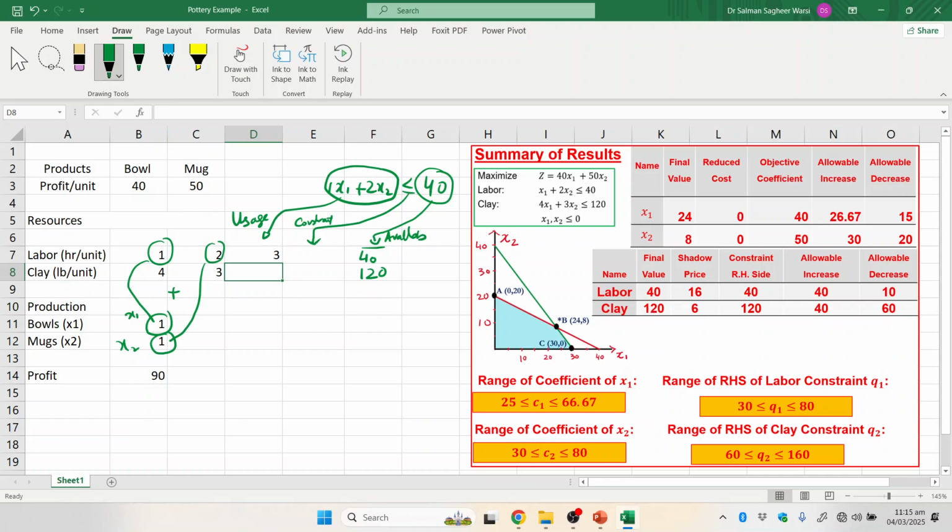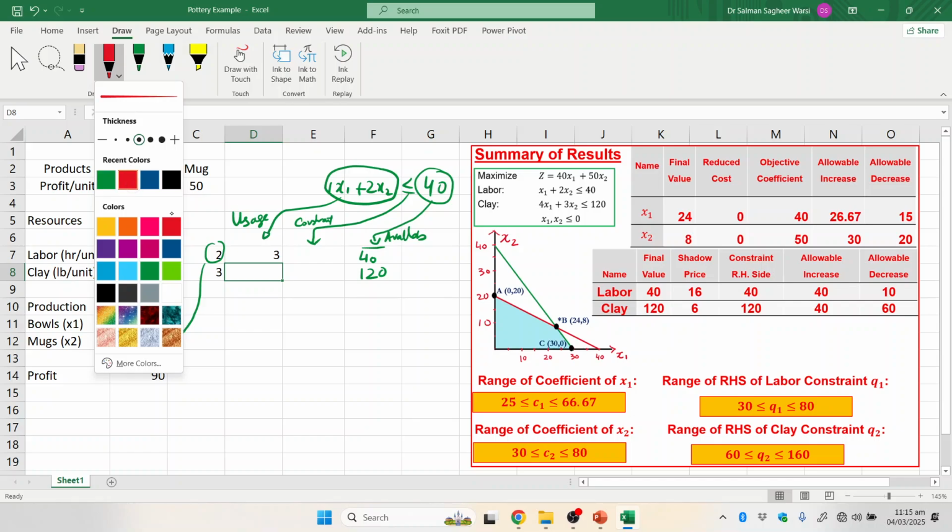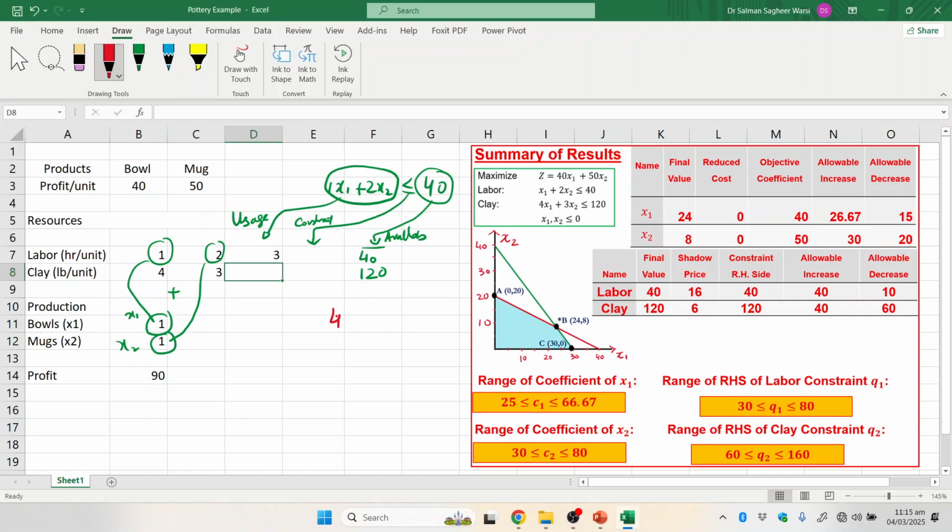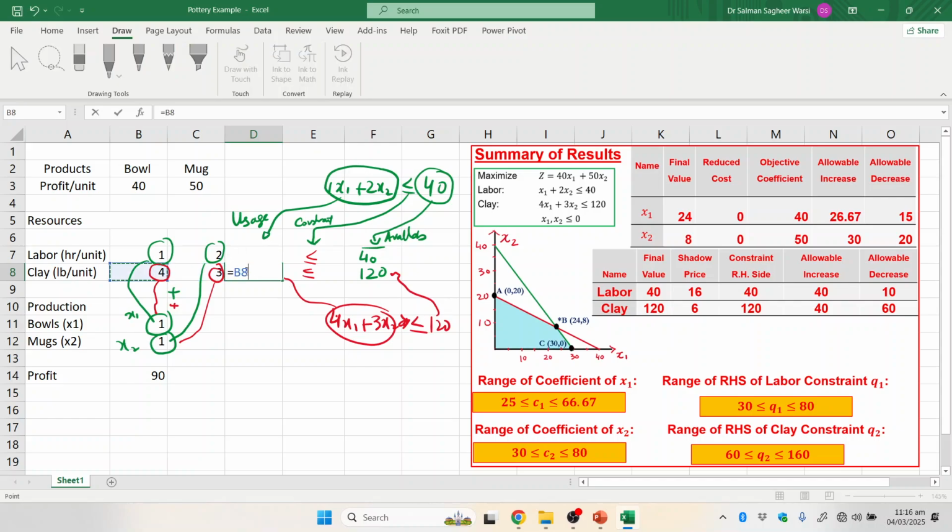In a similar way, we can write the formula for clay. The clay formula is 4x1 plus 3x2 less than or equal to 120. We will write 120 here. Here we will write less than or equal to for both. This formula will go here, and that means we are saying 4 multiplied by this x1 plus 3 multiplied by this x2. So let's write the formula here, and 4 into x1 is this, plus 3 into x2 is this. Okay, now just let me delete these annotations.